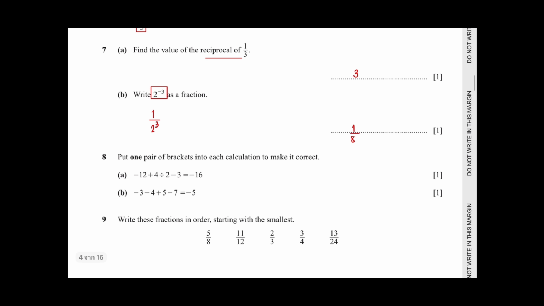Question 8. Put one pair of brackets into each calculation to make it correct. So let me think. I will put it here, because 2 minus 3 is -1, right? And then 4 divided by -1 is -4. So we will have -12 minus 4, which is equal to -16.